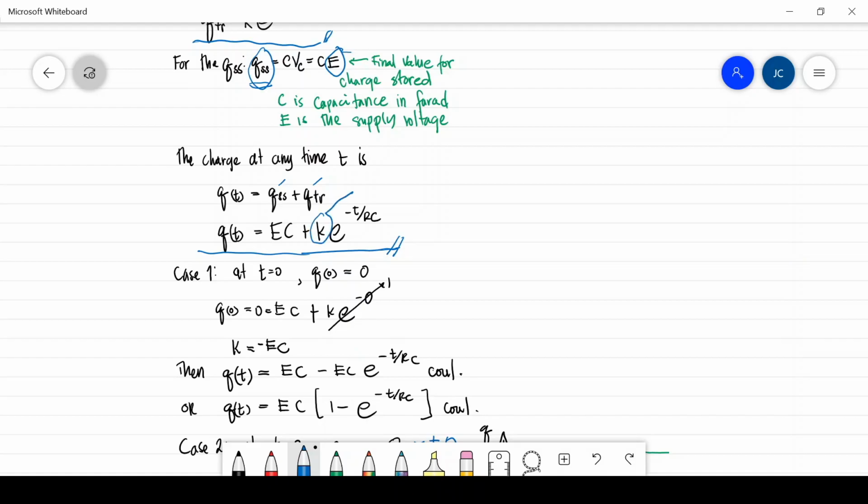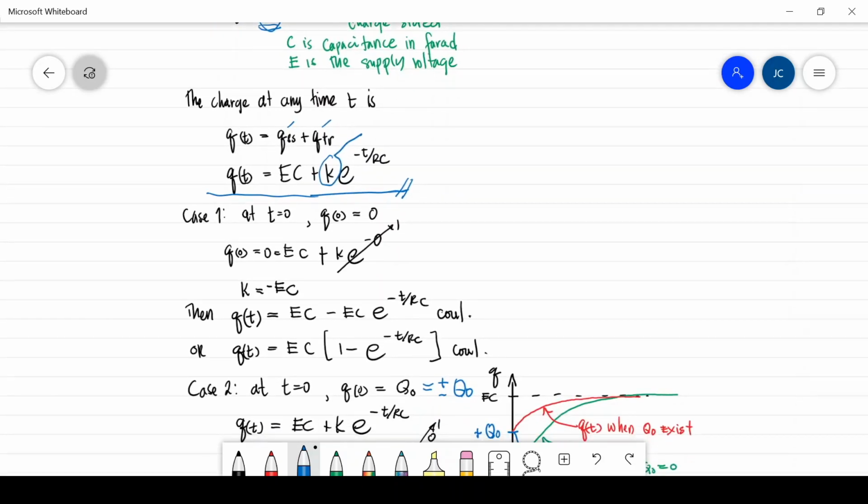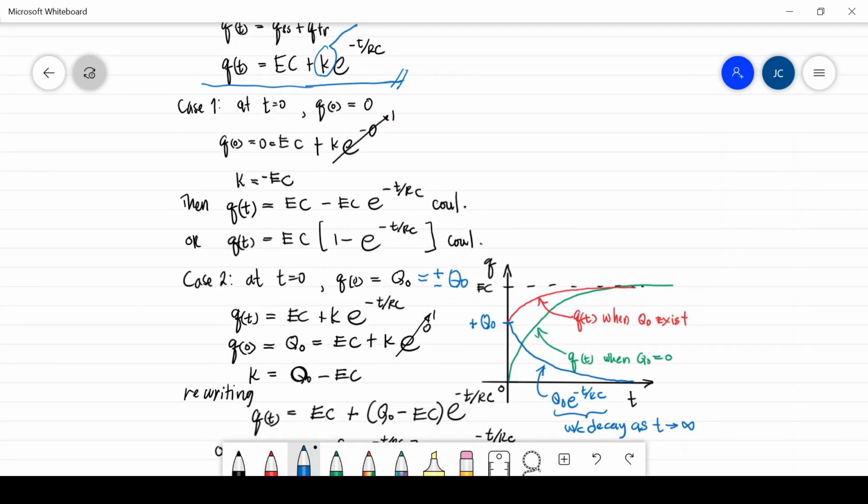However, we need to determine the value for K by considering initial conditions. In case 1, at time 0, the charge stored in the capacitor is 0, meaning there is no initial charge in the capacitor. Substituting the values in the equation, the charge at time 0 is 0, equal to EC plus K times e to the 0, since time is 0, this is equal to 1. So the K of the equation is equal to negative EC.